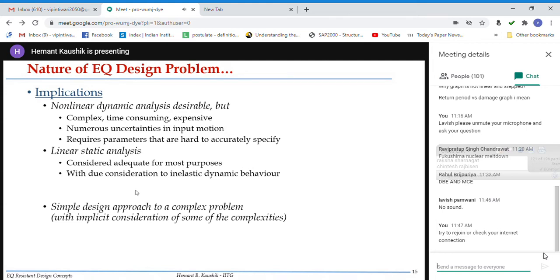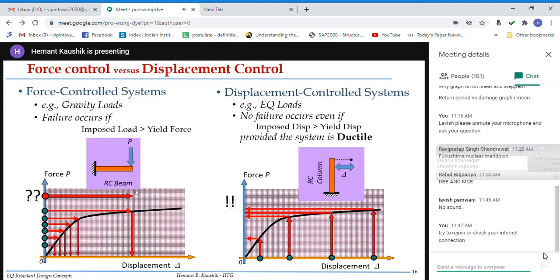In linear static analysis, of course, the amount of input data required is much less. So for most purposes, people consider this method of analysis adequate. But then we have to somehow incorporate the inelastic dynamic behavior into this linear static or linear dynamic analysis. So as an engineer, the job is to use a simple design approach for a complex problem, but without ignoring the complexities of the problem, right? So that is the whole idea.